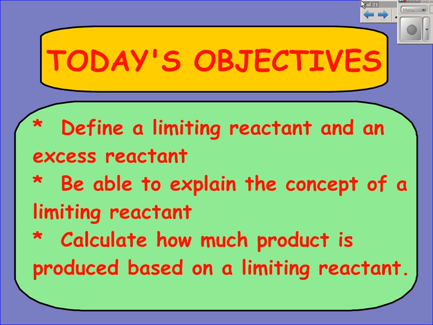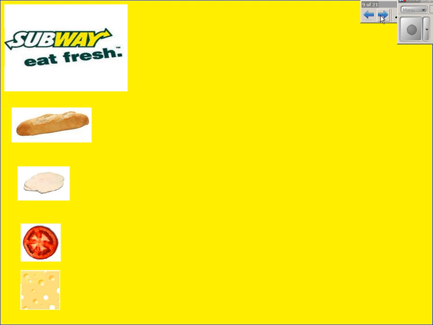Before we actually get into a chemistry example, let's first define what a limiting and excess reactant are and understand the concept behind it. Suppose you get a job at Subway, and at Subway your boss tells you exactly how to make a sandwiches. Notice the ingredients that are on the left. You have bread, turkey, tomatoes, and cheese. Now, as your boss is training you, he tells you exactly how to make a sandwich.